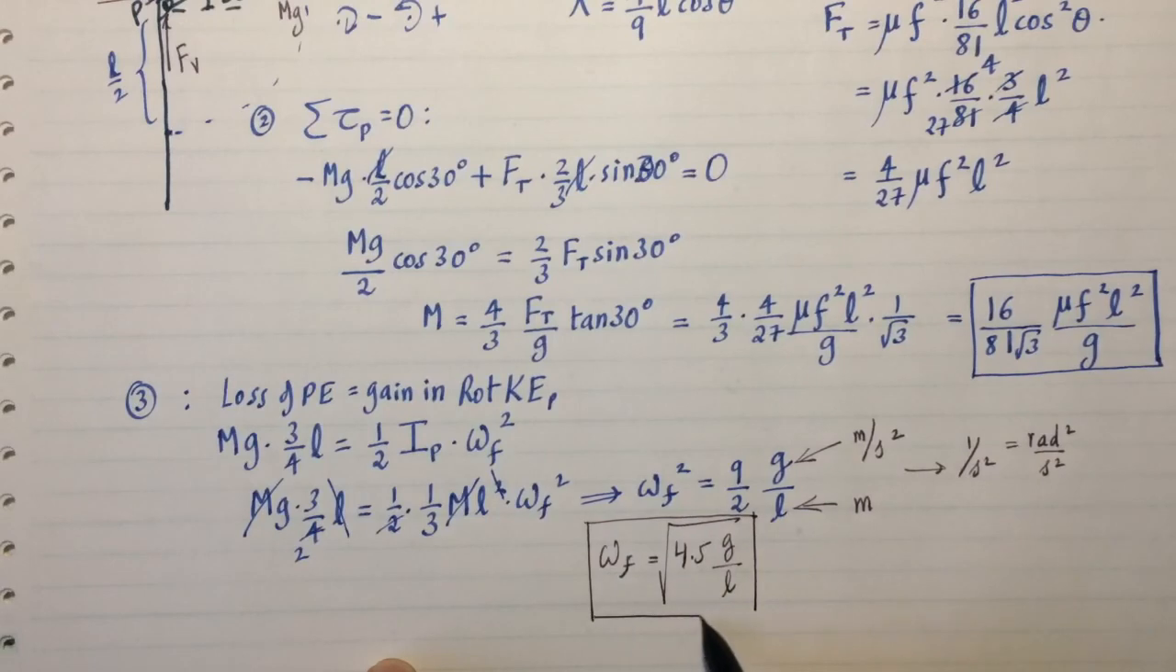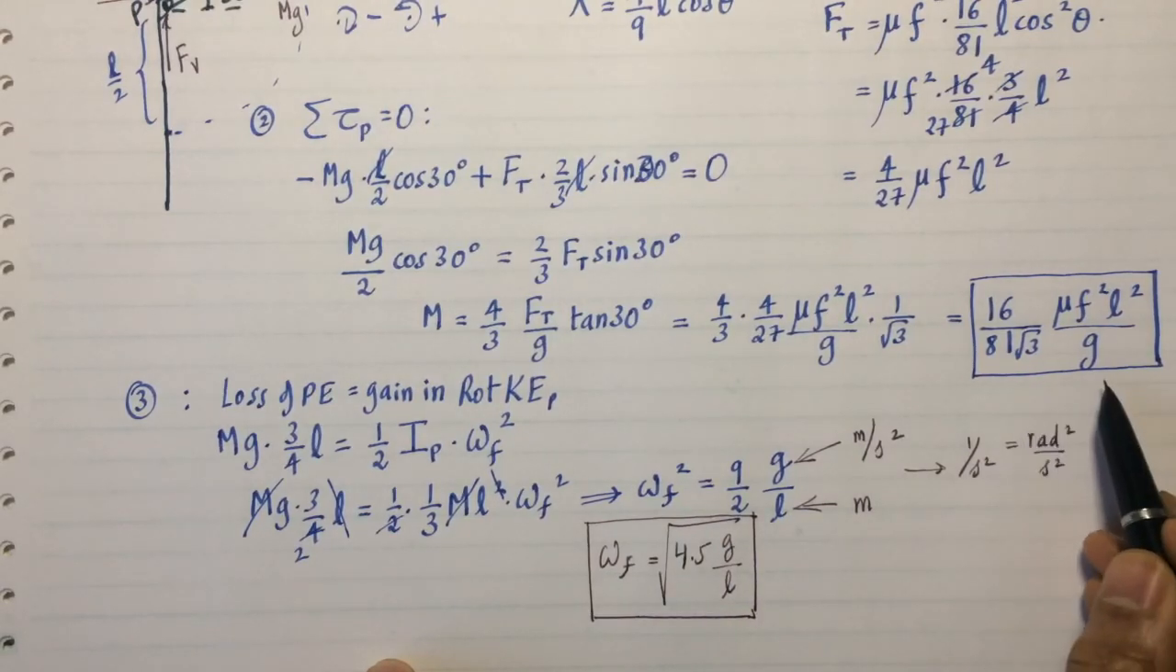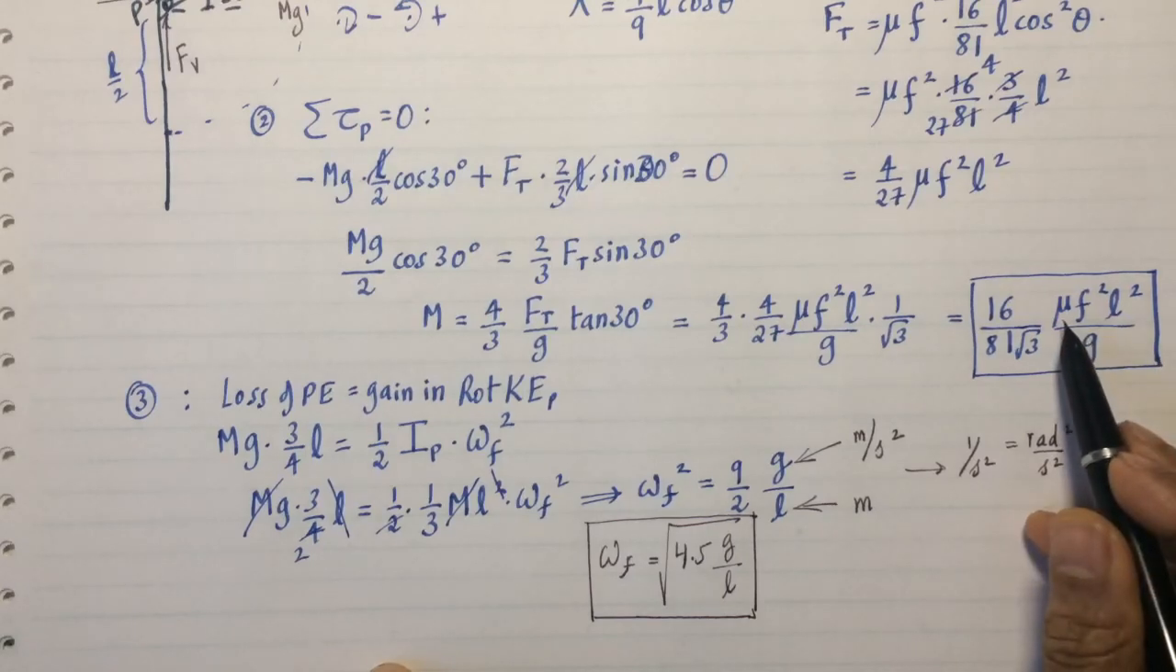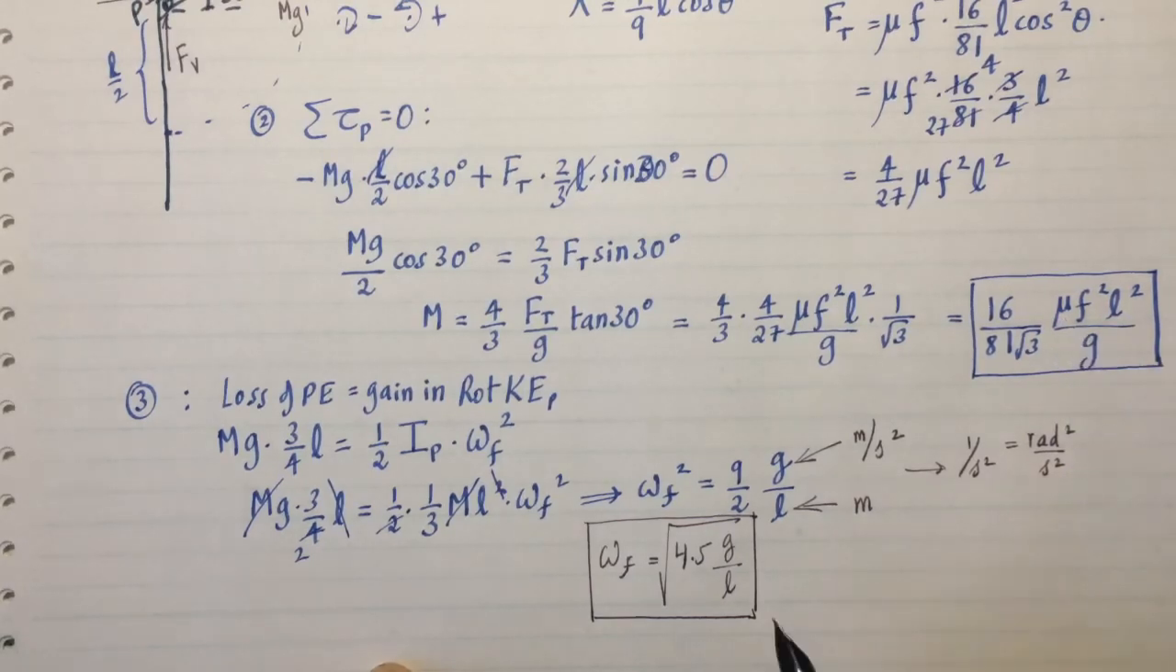So I've answered both parts of the question. I found the mass of the flagpole in terms of the frequency, the length of the flagpole, and the mass per unit length of the cable. And I found the final angular velocity of the flagpole when it hits the building to be that. So I've completely solved the problem.